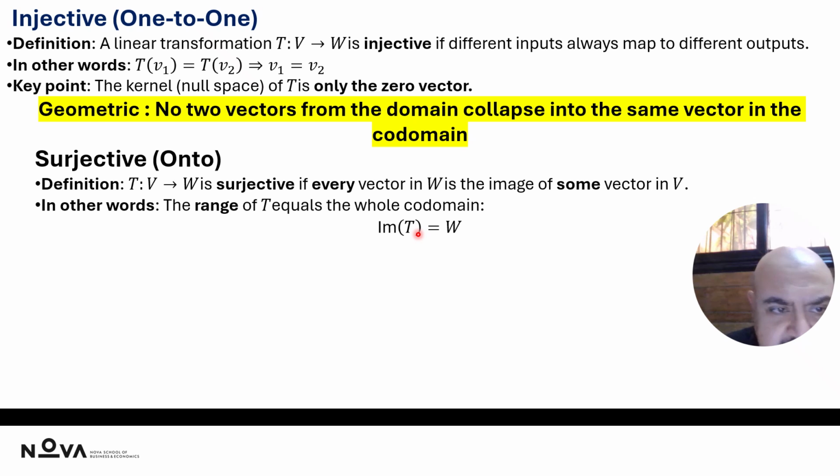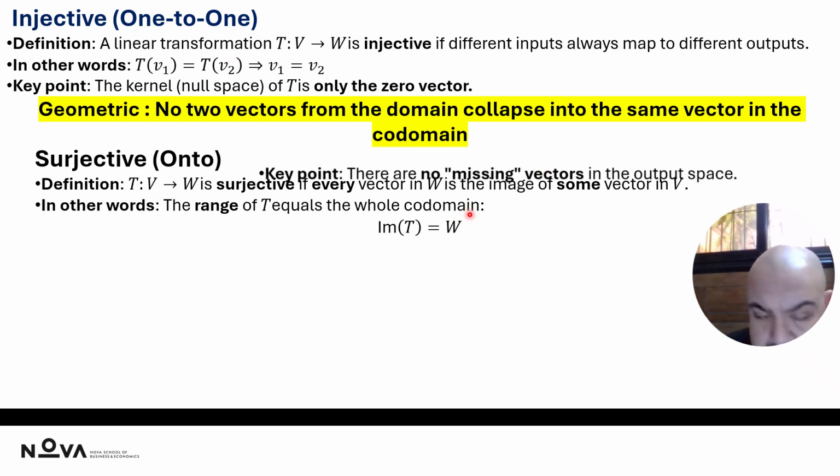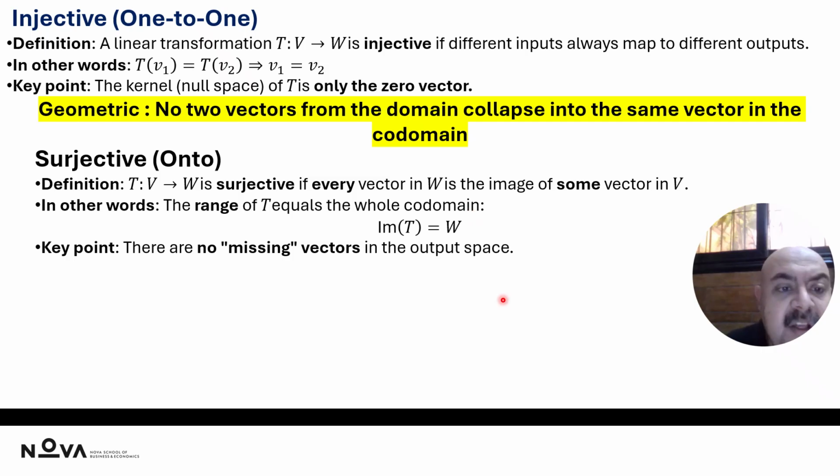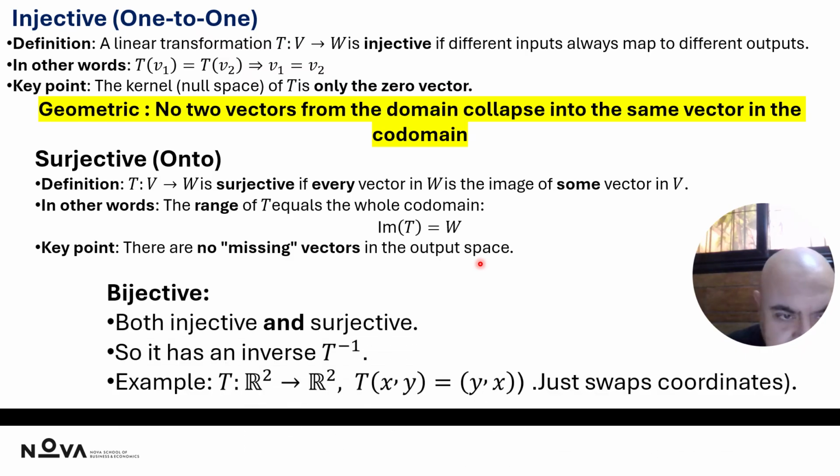So the image of T, the image of the transform, covers all the vectors in W. Okay, there are no missing vectors in the output space. So you will never find a value without a source in the domain. Bijective means both injective and surjective. So it has an inverse.